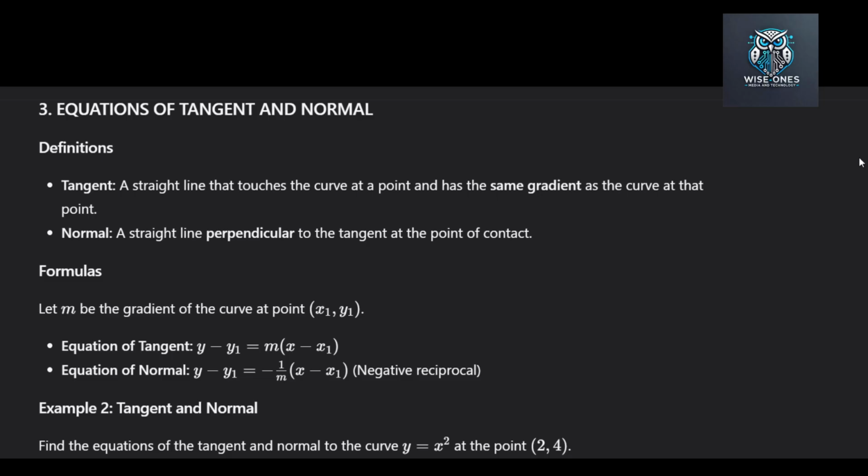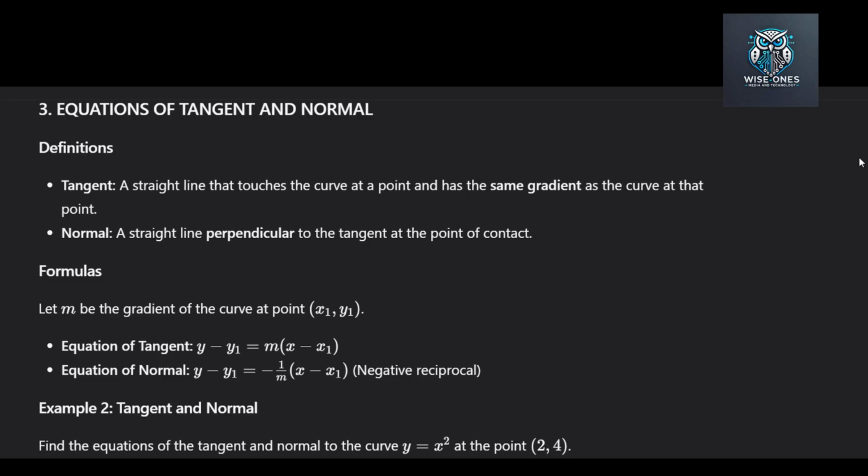It just skims the surface. What is a normal? A normal is a straight line perpendicular to the tangent at the point of contact. It sticks out at a 90-degree angle. Here are the formulas you need.